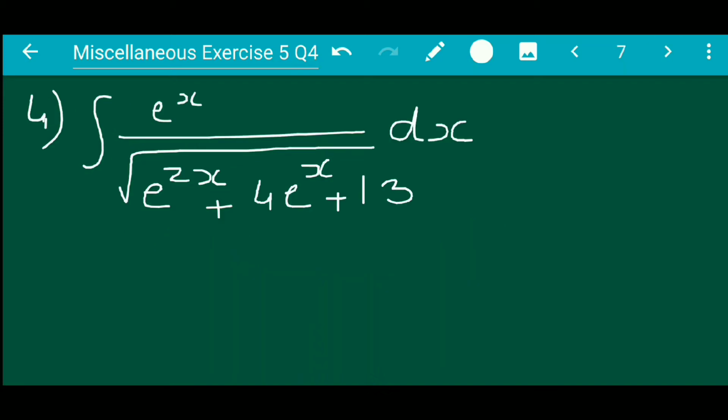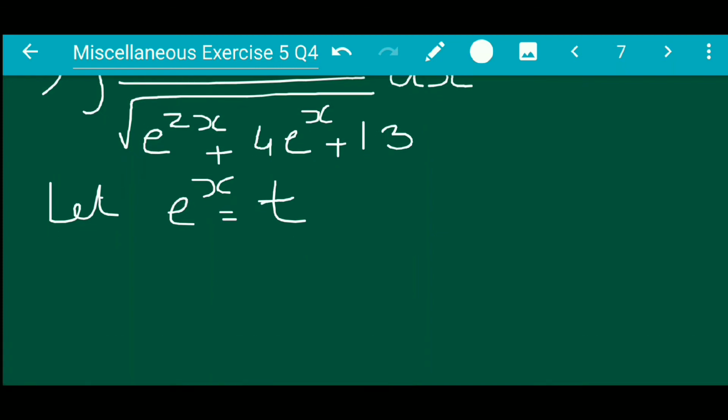The next sum, the fourth sum. The question is the integral of e^x dx upon the root of e^(2x) plus 4e^x plus 13. Here we have to substitute, otherwise we cannot go forward. So we write: let e^x equal t. The usual method is taking some term as t such that the numerator is modified. Upon differentiating, e^x dx is equal to dt.